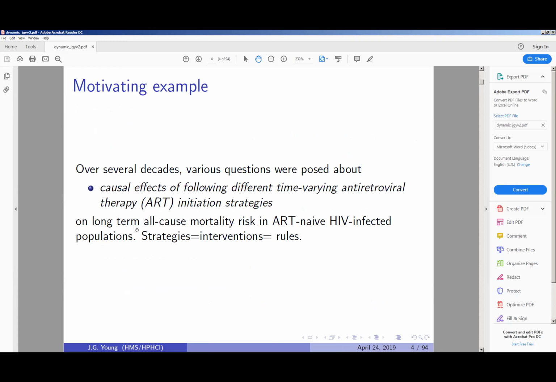So we're going to use throughout a general motivating example. Over several decades, particularly in the height of the HIV epidemic, various questions were posed about the causal effects of following different time-varying antiretroviral therapy or ART initiation strategies on long-term all-cause mortality risk in treatment-naive HIV-infected populations. Several types of strategies can be considered, and we're going to talk about a few of those. And just to note, I'm going to use the terms strategies, interventions, and rules interchangeably. These all mean the same thing.